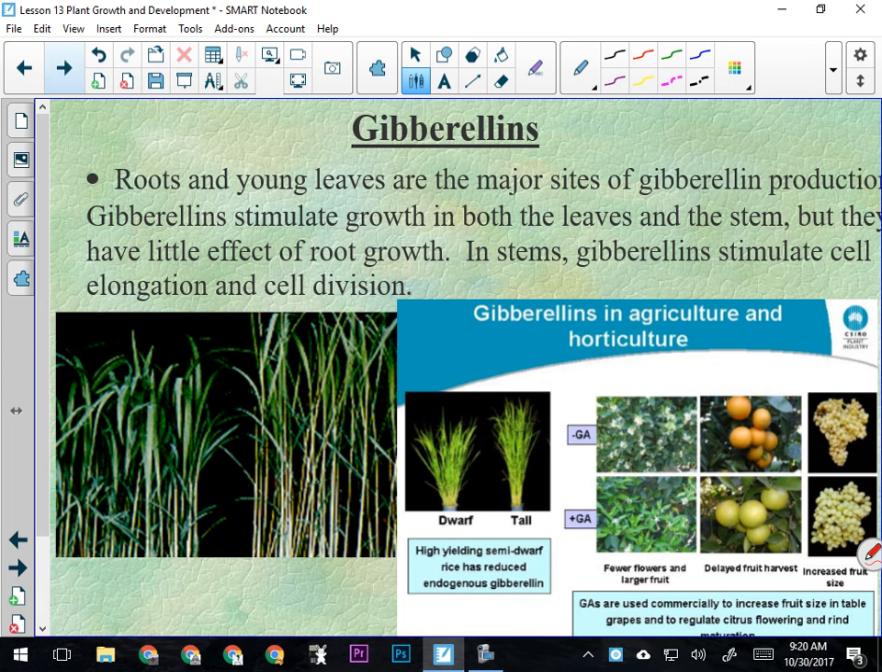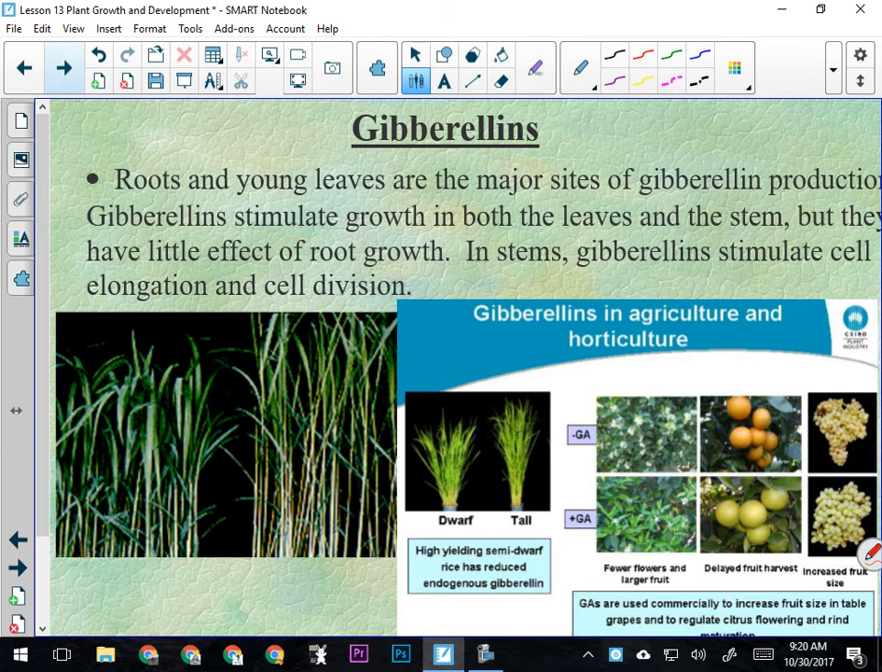All right, then we got gibberellins. Gibberellins are also a growth hormone. They can produce elongation as well, but they are also a bit more concerned with secondary growth. Roots and young leaves are the major sites of gibberellin production. Gibberellins stimulate growth in both leaves and stem, but have little effect on roots. In stems, gibberellins stimulate cell elongation and cell division. So they kind of work in concert with both cytokinins and auxins.